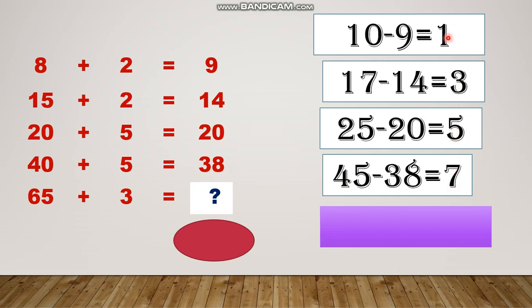Starting from 1, it increments by 2 each time: 1 plus 2 is 3, 3 plus 2 is 5, 5 plus 2 is 7, 7 plus 2 is 9. In the same manner, the subtraction should be 9. Here, 65 plus 3 will be 68. You subtract 9 from the actual answer: 68 minus 9, you are going to get 59. 59 is the missing number here.